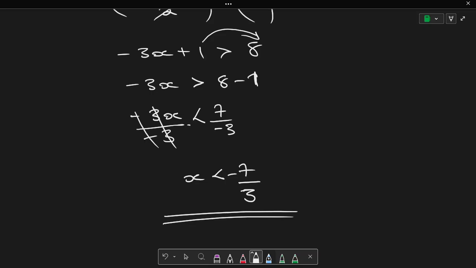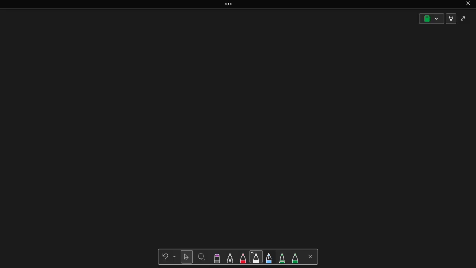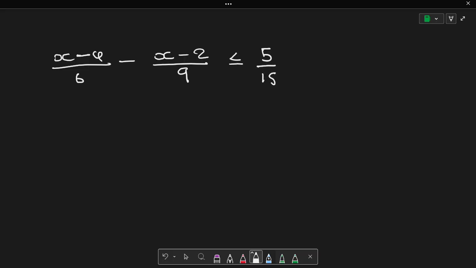Okay, let's look at another, last question on this. What if you had x minus 4 over 6 minus x minus 2 over 9, and we're saying this is less than or equal to 5 over 18? How do you go about solving this? We need to get rid of the denominators. How can we do that?